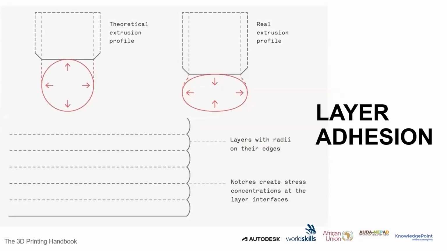Now, layer adhesion. As we talked about earlier, we print layer by layer on top of each other. The profile of the filament is circular, but when the print comes in on the bed and the next layer comes in, the second, third, and fourth layers press down on it. So instead of this profile, it ends up having this oval profile.